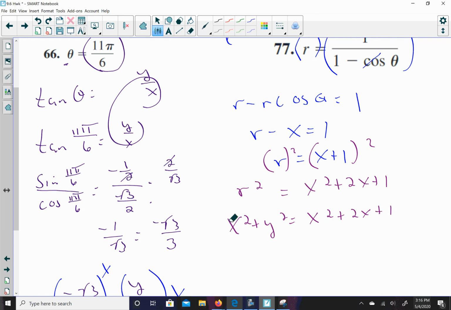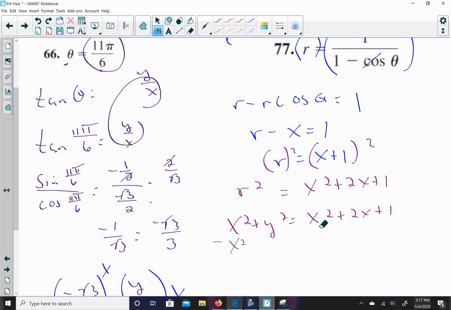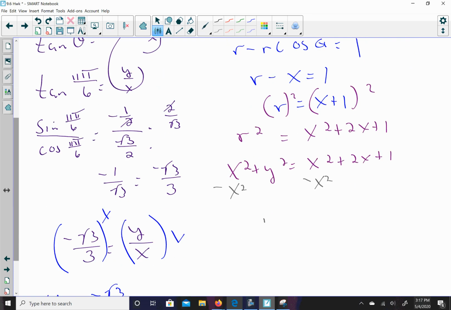I'm going to start by subtracting x squared from both sides. And when I do that, I'm going to have y squared is equal to 2x plus 1. And there's nothing else I can do with it. I'm hoping that you recognize this shape from conics. Since the y is squared and nothing else is squared, you should recognize that this is a parabola. And we'll go through more with that later.